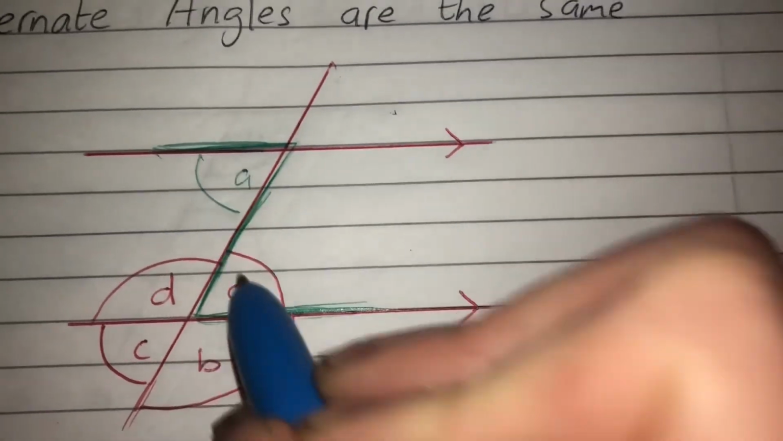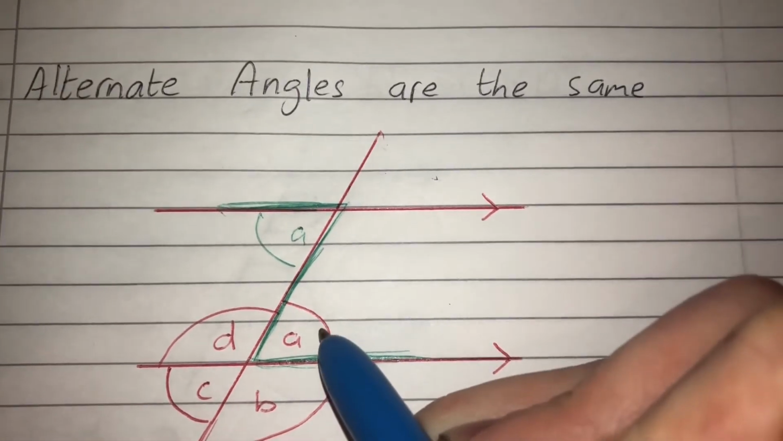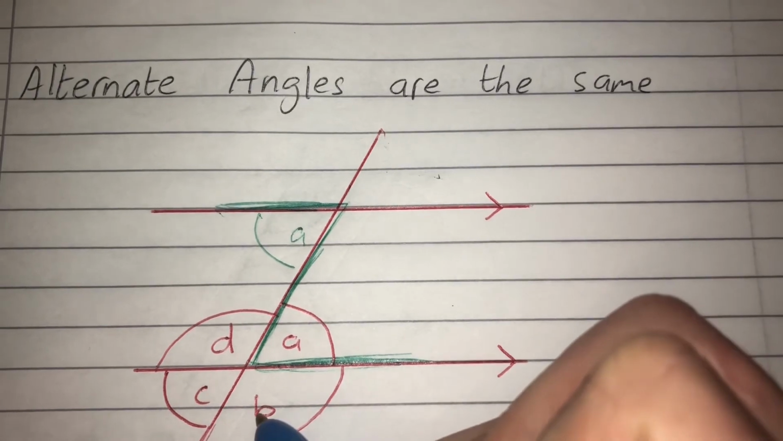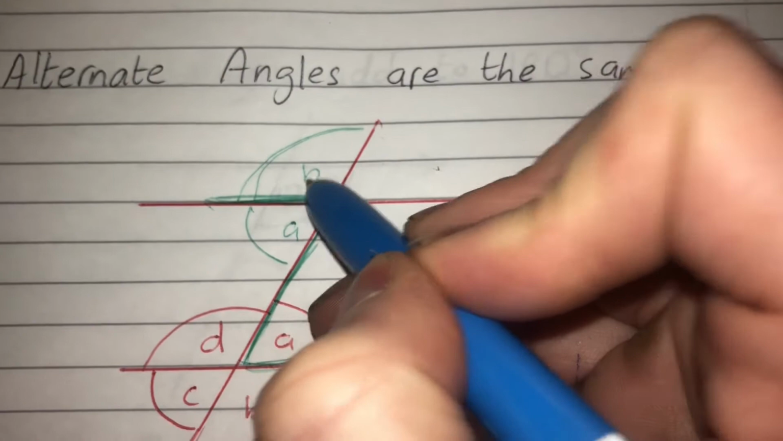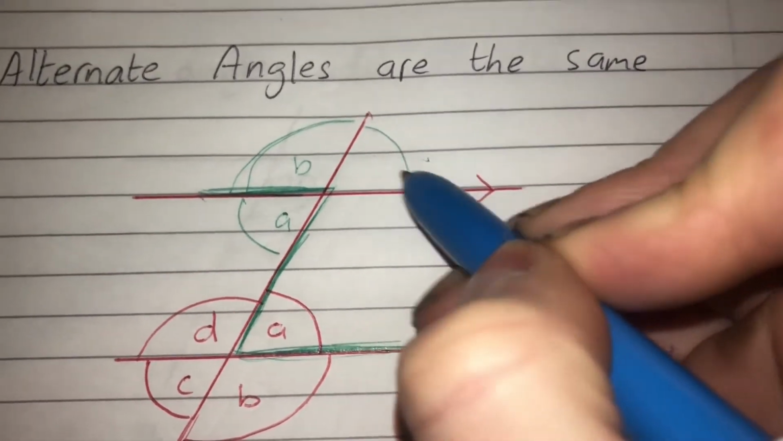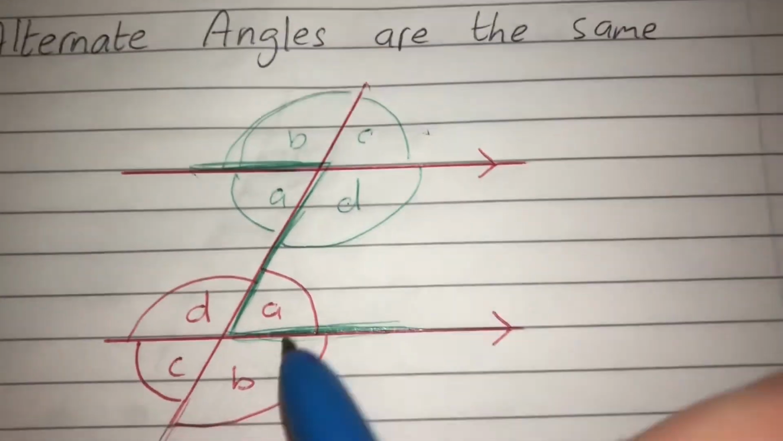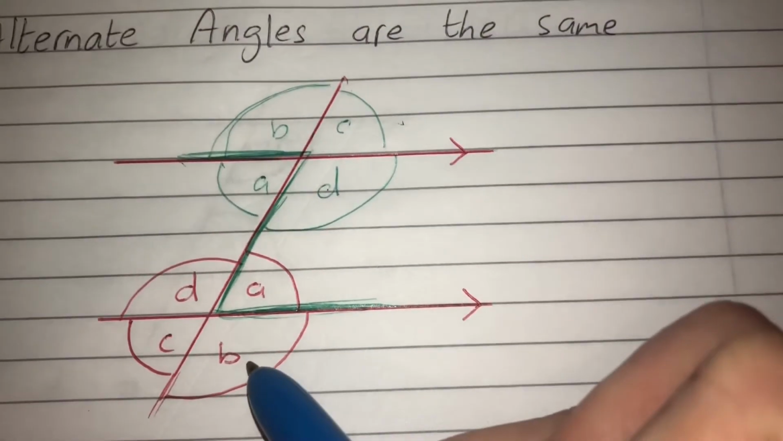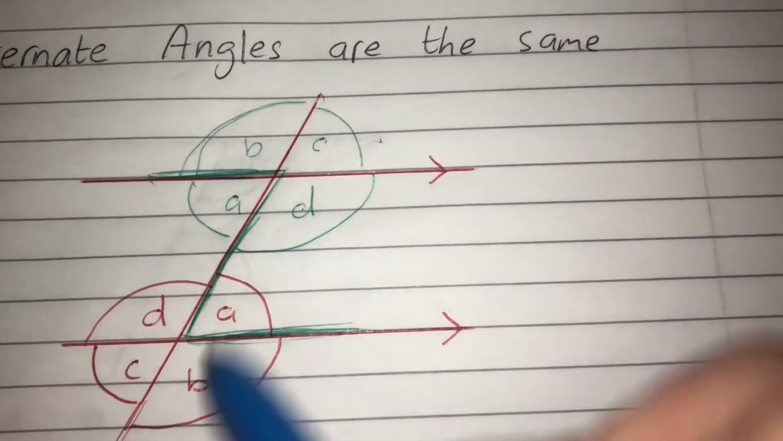So the two angles formed within the Z are alternate to each other. Okay, B is this angle here, and the alternate angle to B is up here. C is this angle here, and D is this angle in here. So they're all alternate. So A and A are both the same and they're alternate angles. B and B are both the same size and they're alternate angles. C and C are alternate, and D are alternate.